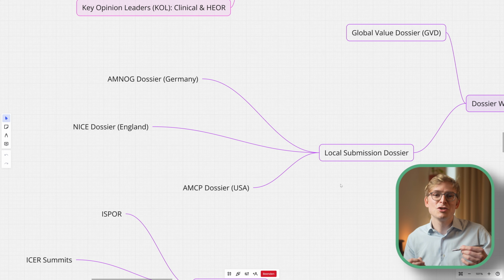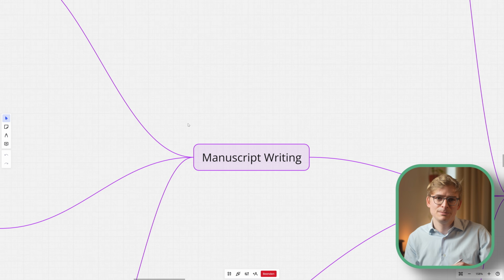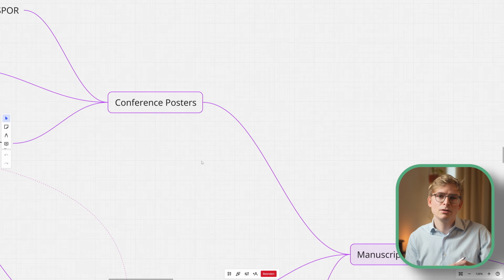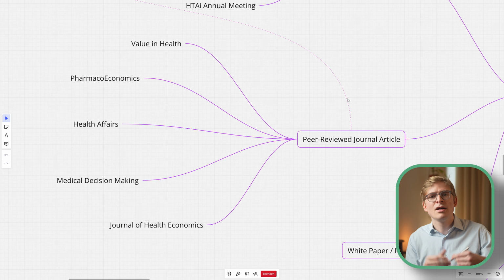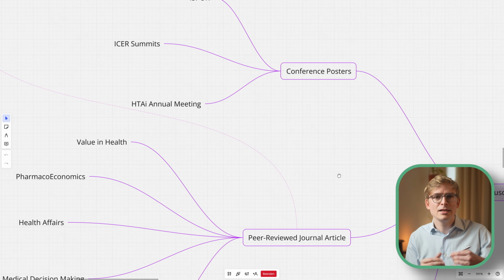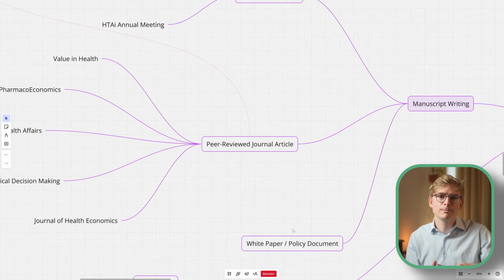If you're not writing a dossier, you may be working on a HEOR manuscript instead. By manuscript, I mean you either work on a peer-reviewed journal article for submission to high-impact HEOR journals like Value in Health, Pharma Economics, or the Journal of Health Economics, or conference posters for big industry conference like ISPOR, or just simple white papers and policy documents.